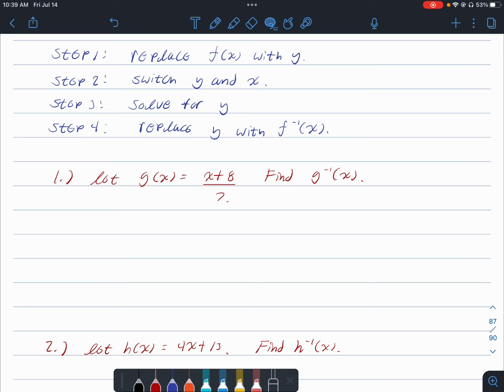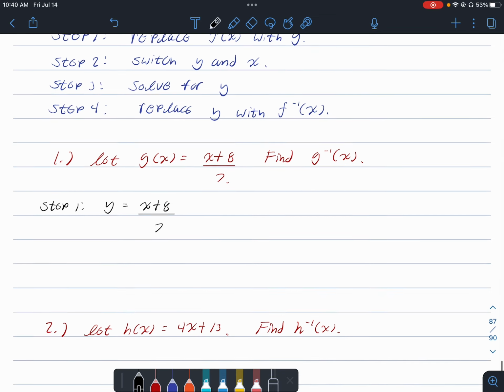So here we have g of x is equal to (x plus 8) over 7, and we want to find g inverse of x. Okay, so step one, we're going to replace f of x, or in this case, g of x, with y. So anywhere we see g of x, we're going to write a y. So we'll have y equals (x plus 8) over 7.